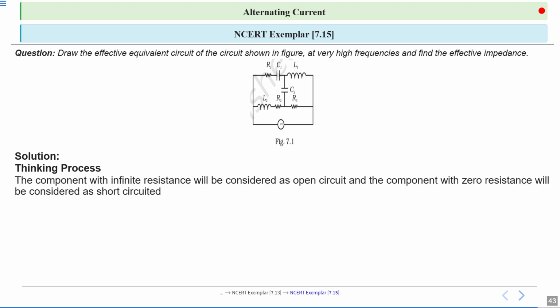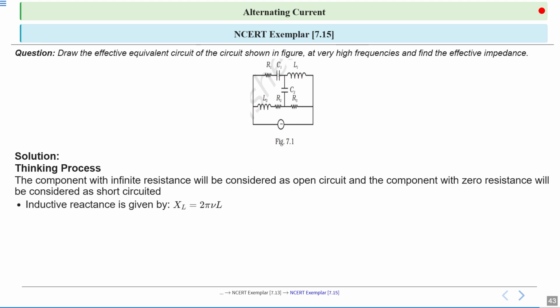So what is the thinking process for this question? The component with infinite resistance will be considered as an open circuit and the component with zero resistance will be considered as a short circuit. If a component has no resistance, it is not offering any opposition to the flow of current, so it will be taken as a short circuit. And if the component offers infinite resistance to the flow of current, it will be taken as an open circuit.